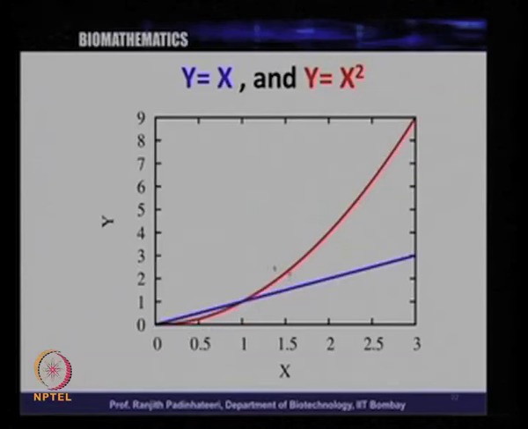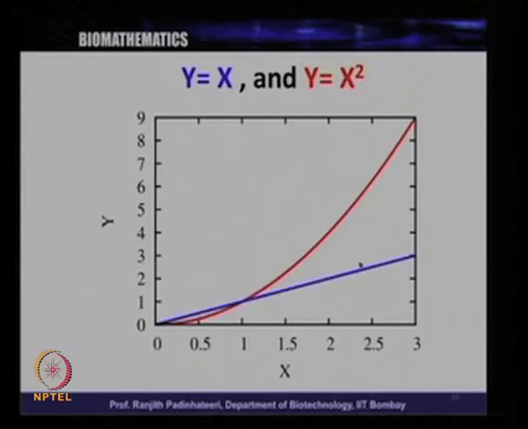And the interesting thing to note here is that this is the value at 1. At 1, as you can see, x and x square have the same value. 1 square is 1 itself. So, these curves meet at 1. They also have the same values at 0, because 0 and 0 square are the same, 0, but between 0 and 1, the linear function, which is y equal to x, is larger than x square. Above 1, y equal to x square is larger than y equal to x.